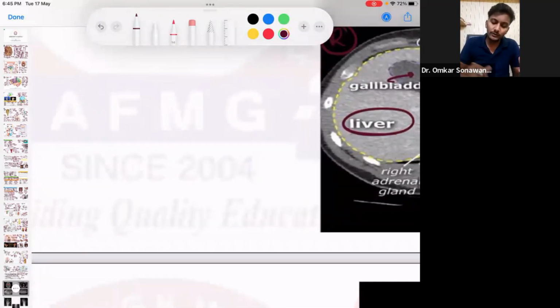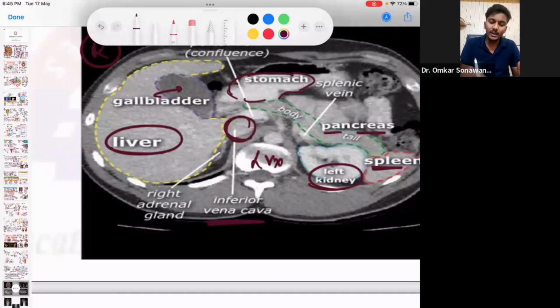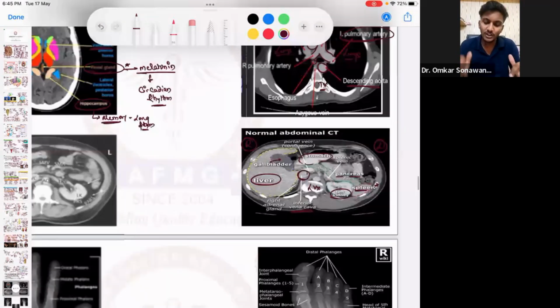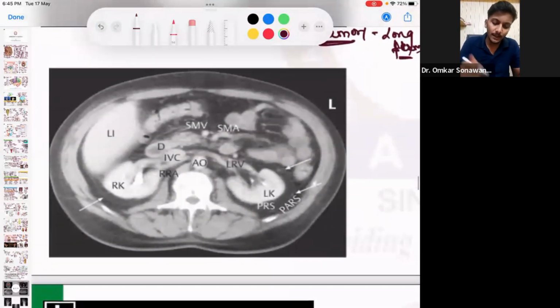No issues with this. The posterior most structure that you can see over here, just over here, is known as the inferior vena cava. कोई दिक्कत नहीं है. Inferior vena cava का question एक बार पूछा गया. They have marked IVC and they have asked which structure is this. Again, one more CT that you can see over here. This is also a normal CT. Here you can see a vertebra, okay?